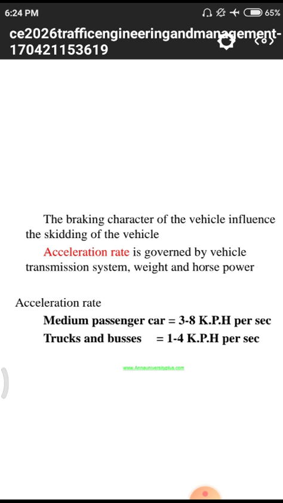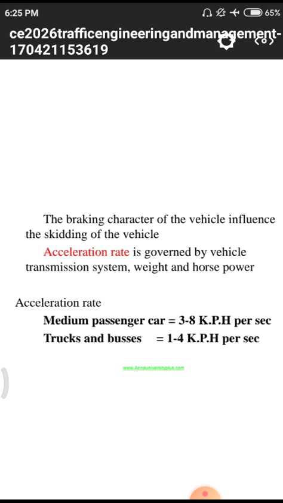For a medium car, that means a passenger car, having an average volume, we take an acceleration rate of 3.8 kilometer per hour per second. After that we have trucks and buses at 1 to 4 kph per second. Why? Because trucks and buses have more weight. Due to that weight they will not reach as much speed as cars, which have more acceleration compared to buses. Why?